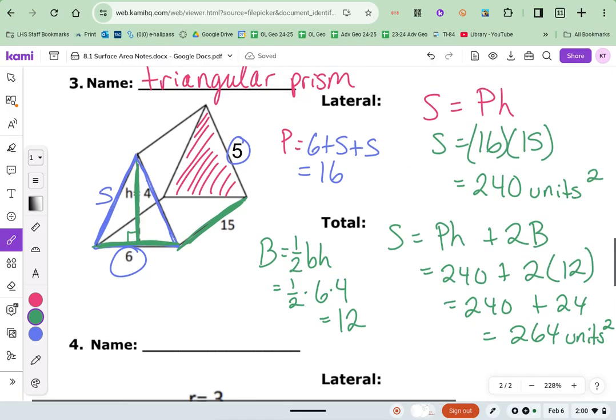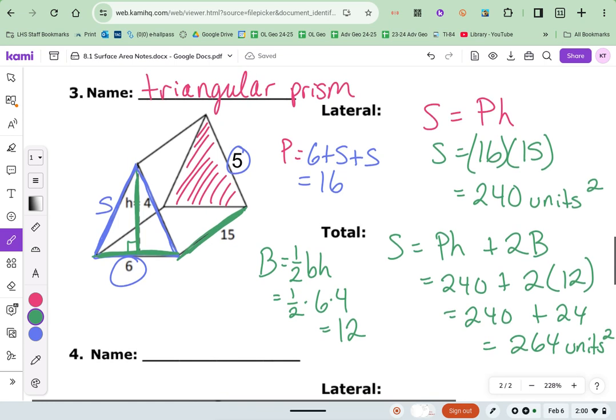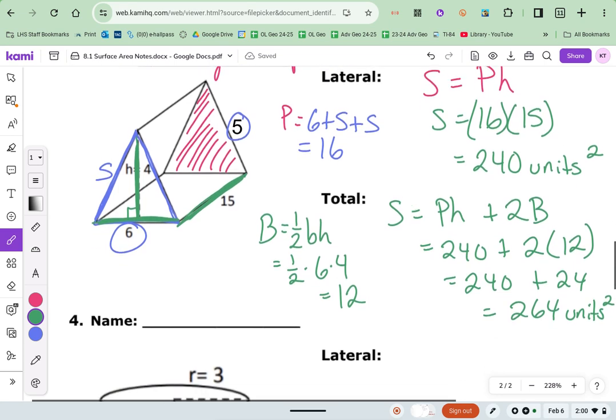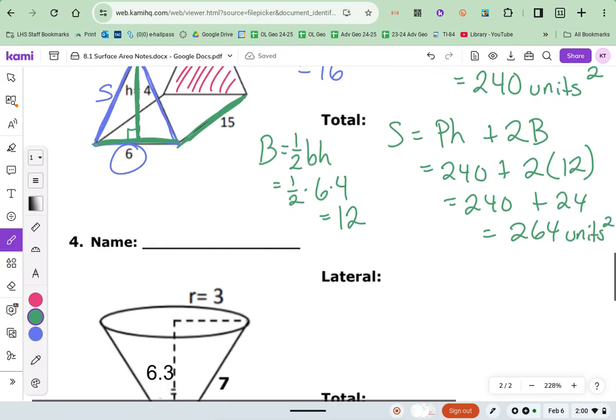Okay, and I'm actually going to let you guys try the cone with your group. So try out that next one, and then we'll check it together in, like, 2 minutes.